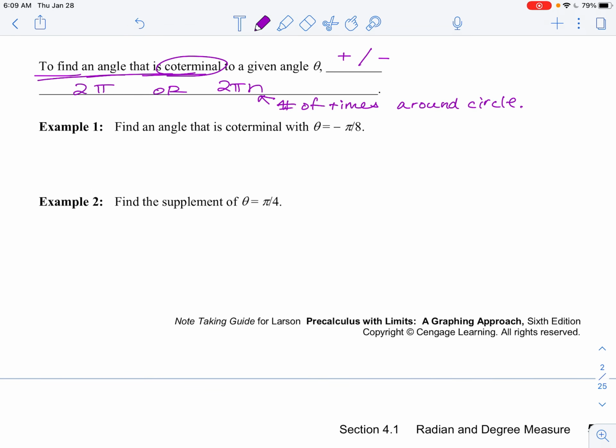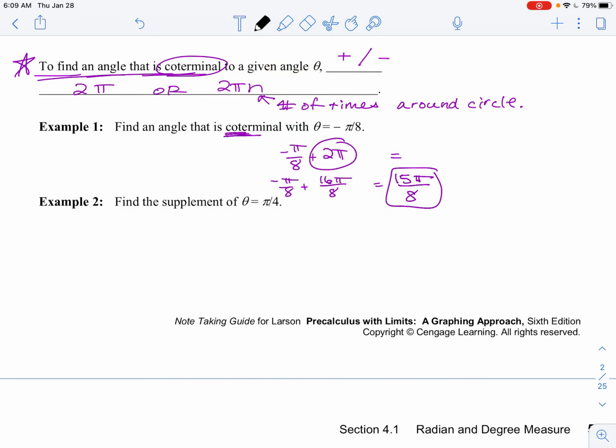So how do we find an angle that's coterminal with an angle that's negative pi over 8? Well, we're just going to use our process. You could add or subtract 2 pi. Sometimes the easiest is just to add it. So if I've got negative pi over 8, I'm going to add 2 pi to find something that's coterminal. To add these, I need a denominator of 8, which means 2 pi is really 16 pi over 8. So we have that common denominator, and then we have a coterminal angle of 15 pi over 8.